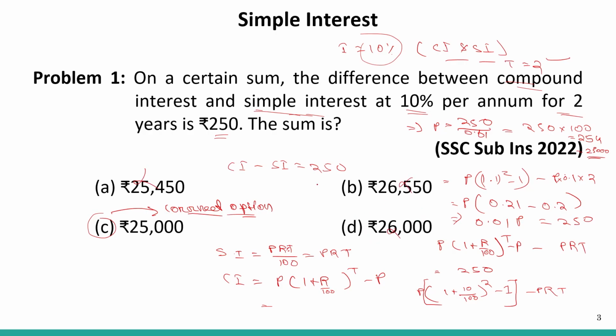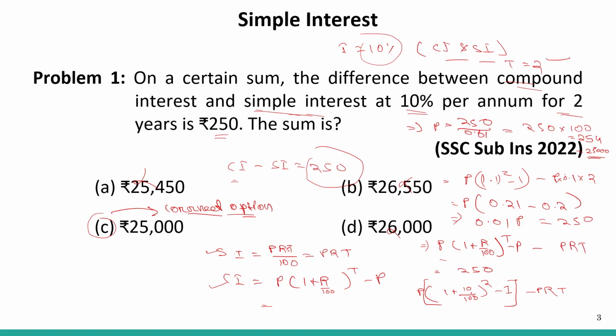Let's cover it again in a shorter way. What we are given is the difference between compound interest and simple interest. CI is given by this formula, SI is given by this formula, and their difference is given as 250. So we subtract SI from the CI in formula terms. After the subtraction we are left with P into 1 plus R by 100 power T minus P minus PRT, which is equal to 250.